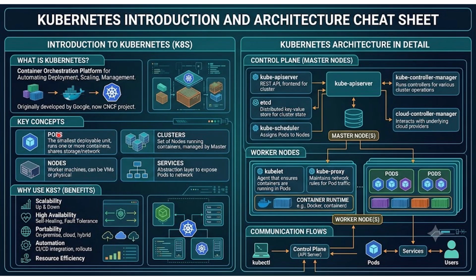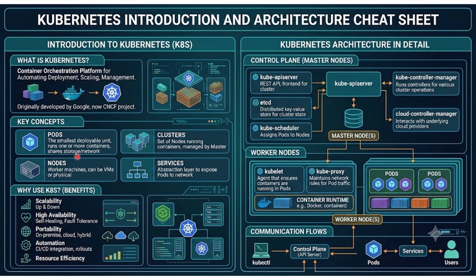So we have the pods. It is the smallest deployable execution unit inside a cluster. A pod wraps around one or more containers, such as your application container paired with a logging sidecar daemon. Also, containers inside a single pod share an identical network namespace, a localhost IP address, and storage volumes.